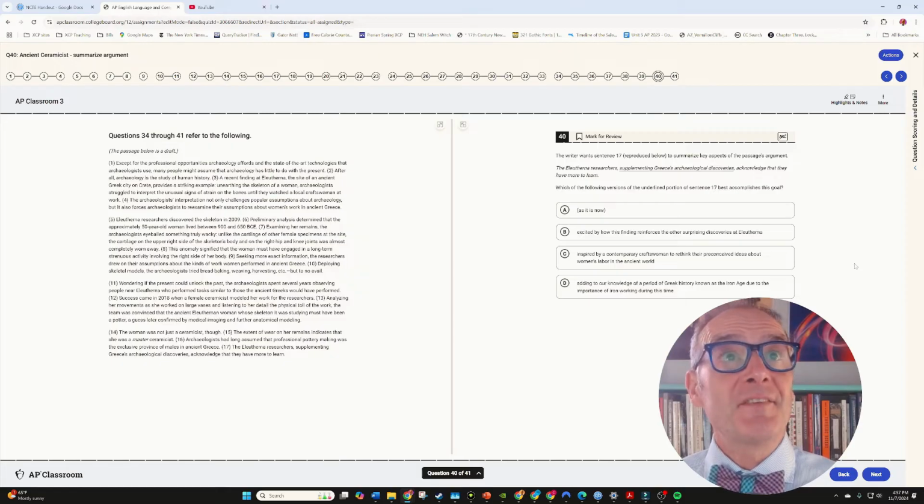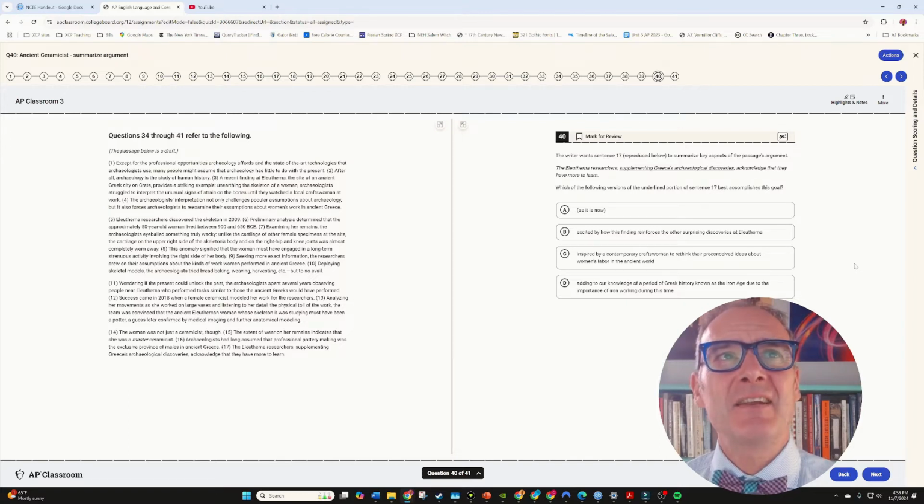The writer wants sentence 17 to summarize key aspects of the passage argued. Lutherna researchers supplementing Greece's archaeological discoveries acknowledge that they have more to learn. All right. So I need to look for a substitute now for this part that's underlined that summarizes key aspects of the passage as it is now. I don't think so, because most of the passage isn't really about archaeological discoveries in general.